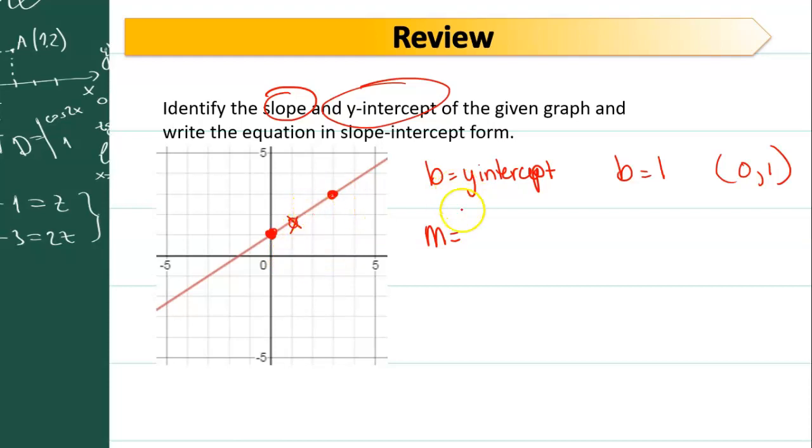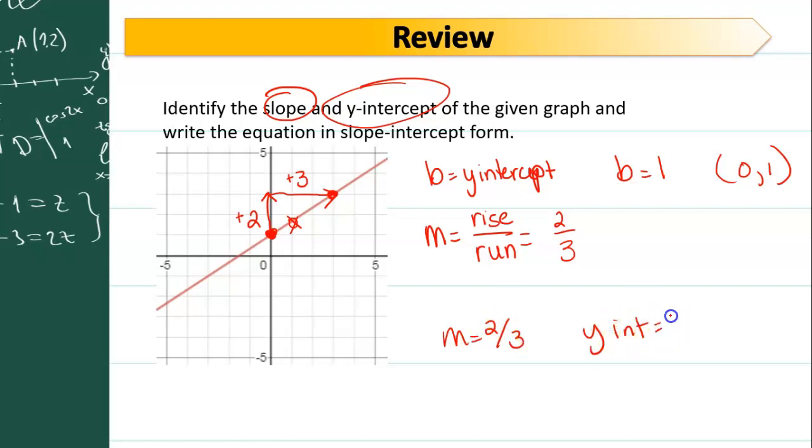That's the second point. The slope is the rise, how much it goes up, divided by the run, how much it goes over. So I'm going to go up, and that goes up 2 spaces, and I went up, so that's a positive. And then I went to the right 3 spaces, so that's a positive, so that becomes 2/3 there. So my slope is 2/3, my y-intercept is 1.